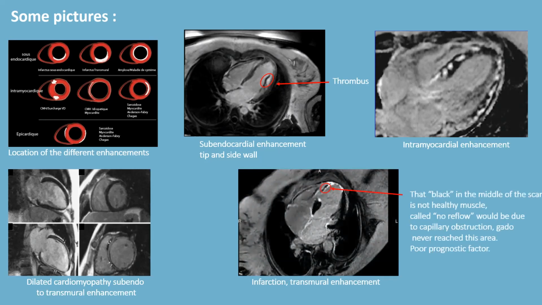Here for the infarction, we can see transmural enhancement. That black area in the middle of the scan is not healthy muscle. We call it no reflow, due to capillary obstruction, where the gadolinium never reached this area.